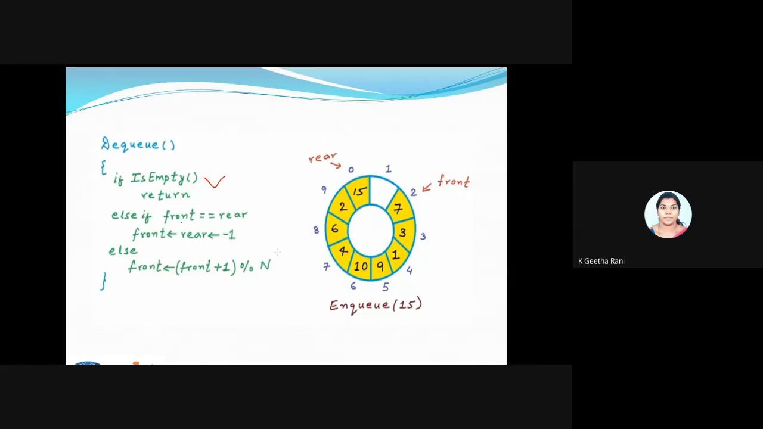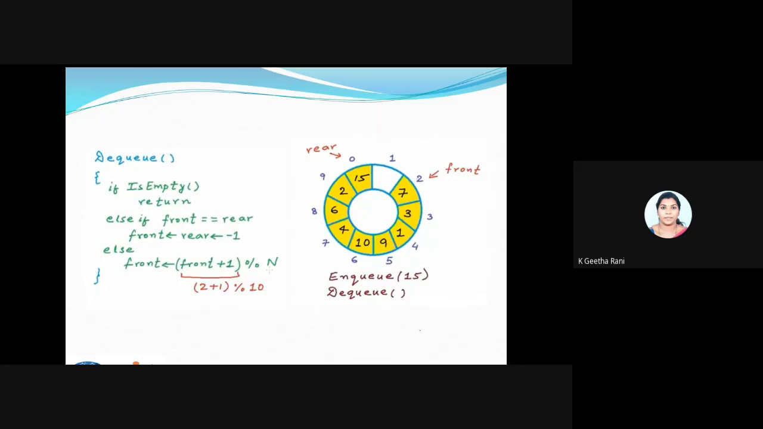If I'm having a single value inside the queue, I'll make my front and rear as -1, so automatically the single value will be removed from my queue. This is my second condition. My third condition is, assume I'm having many values inside my queue and I'm making a DQ in a particular place. So I have to do front plus 1 modulus of n.